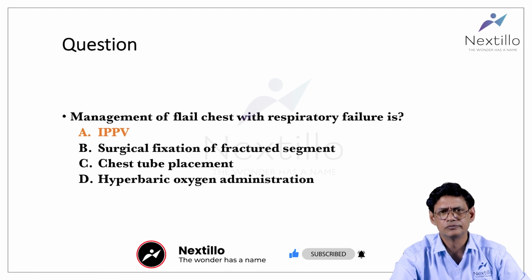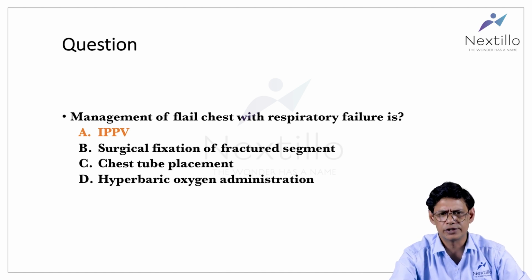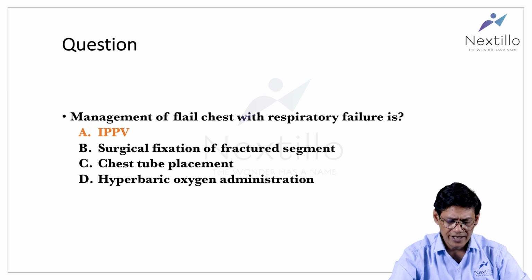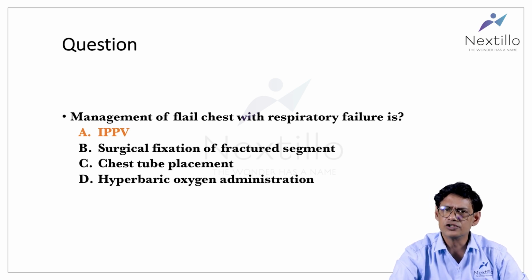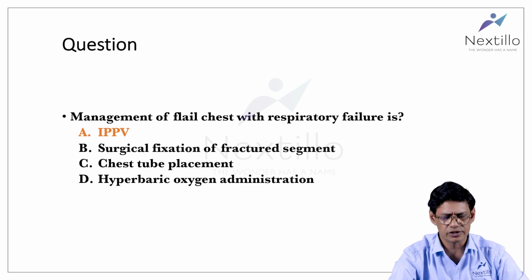one side, that is two or more than two sides, then a free segment precipitates, which during inspiration, when there is negative pressure inside the thorax, this free segment is pulled inside. A flail chest means that there is a free segment in the chest wall which is moving paradoxically with respiration. With inspiration, it moves inside. And the management of the flail chest is intermittent positive pressure ventilation.